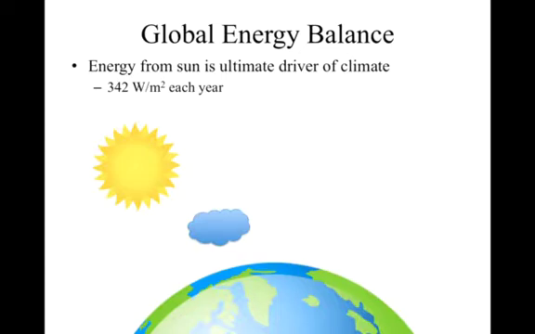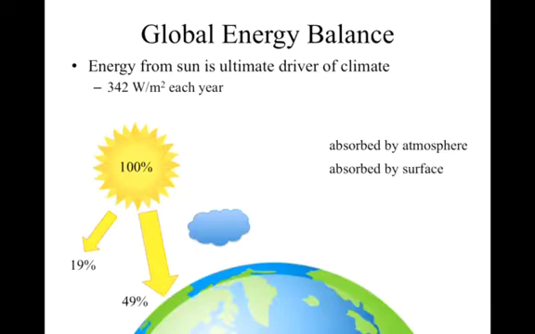So overall, we tend to get, averaged across the whole surface of the globe, 342 watts per meter squared of solar energy each year. So if that's 100% of the sun's energy that ends up coming close to the Earth, about 19% of it ends up absorbed by the atmosphere. 49% of that energy, 49% of the 342 watts per meter squared, is absorbed by the Earth's surface. So almost half of the energy coming in from the sun ends up being absorbed by the Earth's surface. And that includes the oceans, the land masses, all the plants on the land masses, everything that's on the Earth's surface.